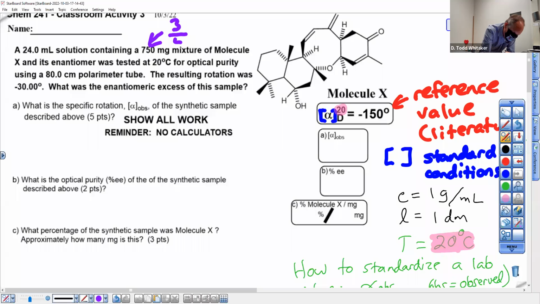3/4, 3/4 of a gram, right? It's 750 over 1,000, isn't it? Yeah? That's the conversion. Both divide by 250. 750 divided by 250 is 3. 1,000 divided by 250 is 4.